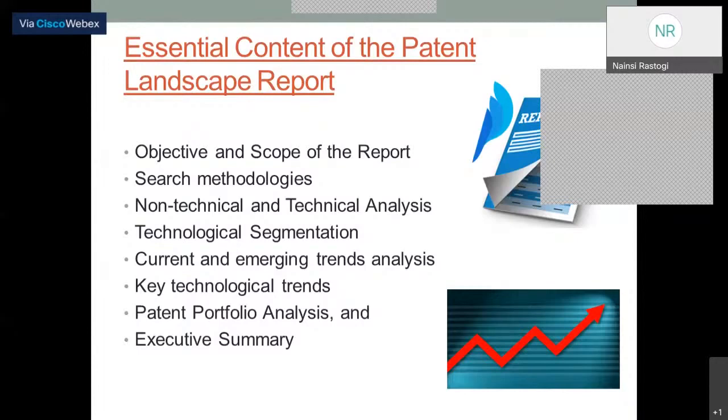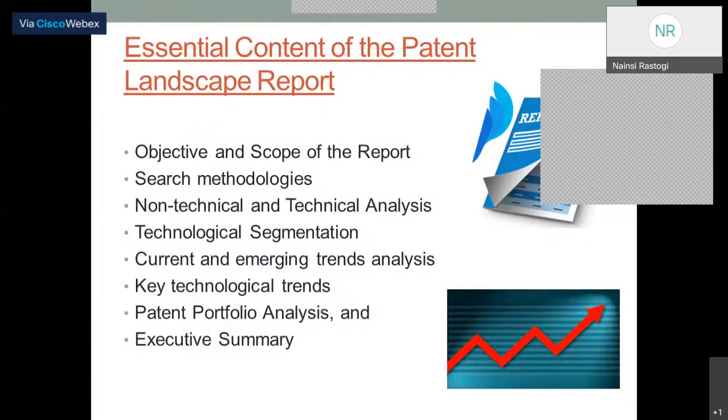Further, the current and emerging trend analysis means what is currently being preferred and what are the emerging trends, what people are expecting, let's say, in 5 years or in 10 years. So such kind of analysis should be there. Key technological trends should be generated from the above fields itself, like in what technologies patents are filed more, in what technologies design applications are filed more. So such type of technological trends it should have.